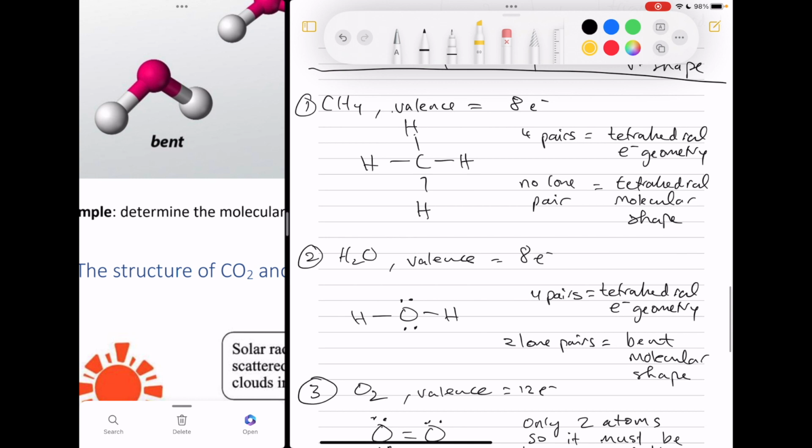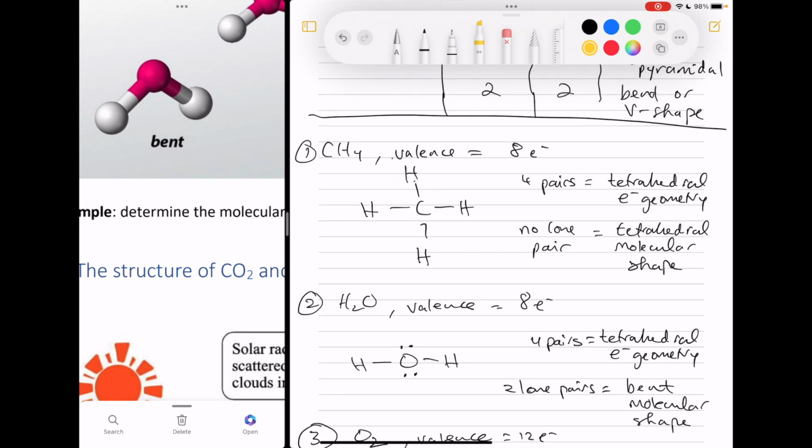Let's try this out. We're going to start with methane, or CH4. First thing is draw the Lewis structure. To determine the Lewis structure, I have to get the valence electrons. So methane has 8 electrons. And then I have to draw it. So this is the structure that I have for methane.